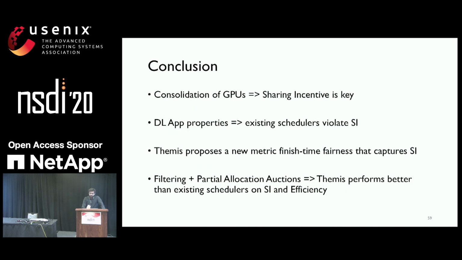In conclusion, we saw that to aid consolidation of GPUs into shared clusters, guaranteeing sharing incentive is key. We saw that existing schedulers violate sharing incentive because they do not account for properties unique to deep learning apps. We proposed a new finish time fairness metric that captures the sharing incentive and proposed a filtering plus partial allocation auction mechanism that gives better sharing incentive and efficiency than existing schedulers.